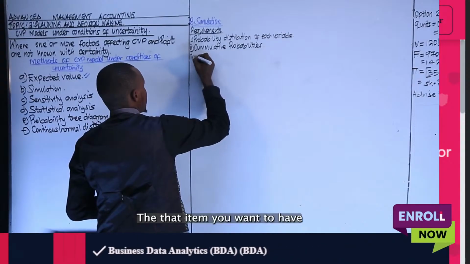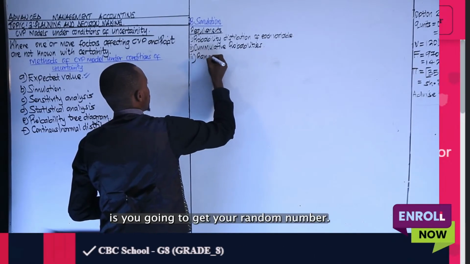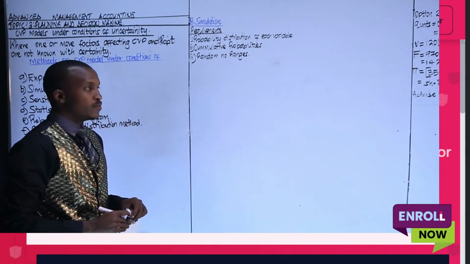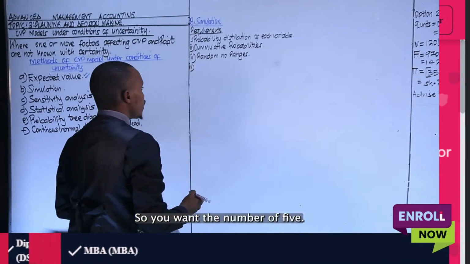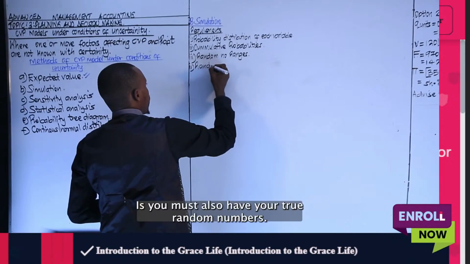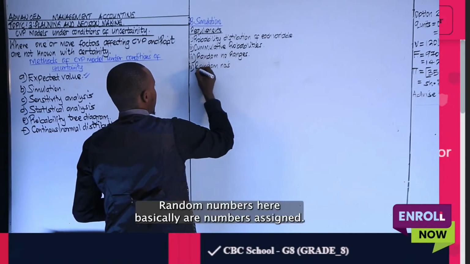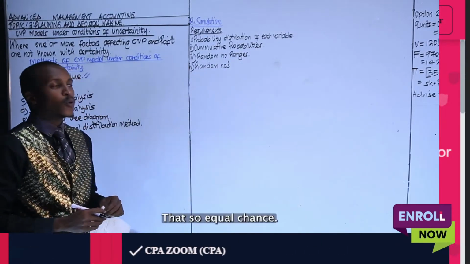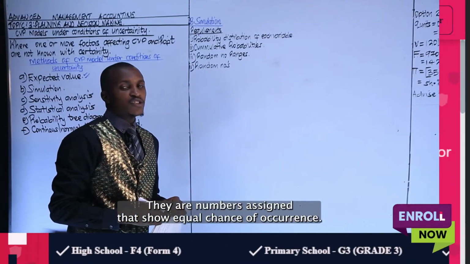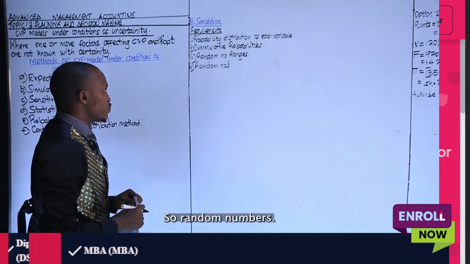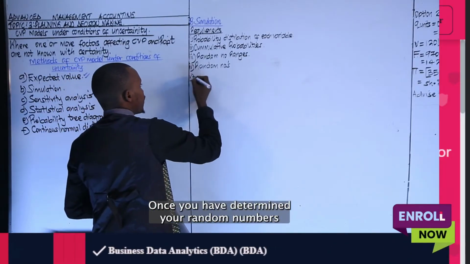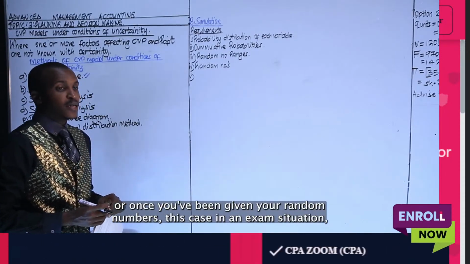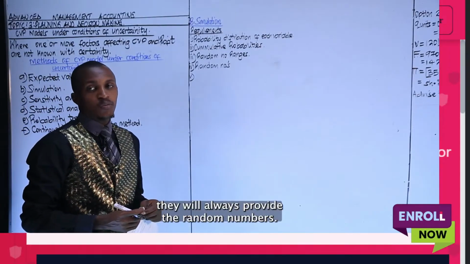The third item you want to have is your random number ranges. Then number 4 is you must also have your random numbers. Random numbers here basically are numbers assigned that show equal chance of occurrence. In an exam situation, they will always provide the random numbers.